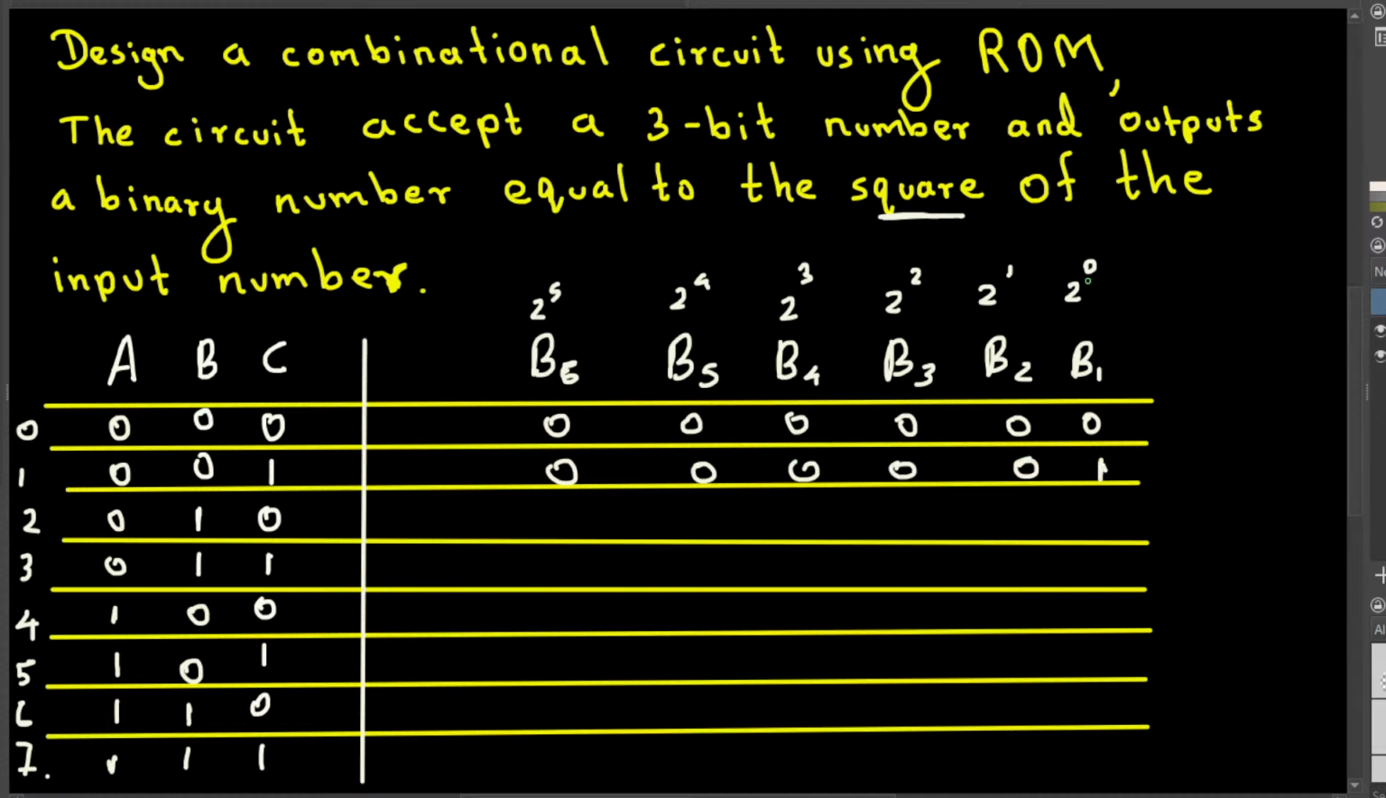So the 1 at 2 power 0, that's equal to 1. And then the next one is 2, but here they say output is square of that, so 2 square is 4. So we have a 1 at 2 power 2, and others are 0. And the third one is 3 square. 3 square is 9. So we need an 8, that is 2 power 3, and a 1, that is 2 power 0. Others are 0. And then 4 square, that is 16. 2 power 4 is 16. So there's a 1, and others are 0.